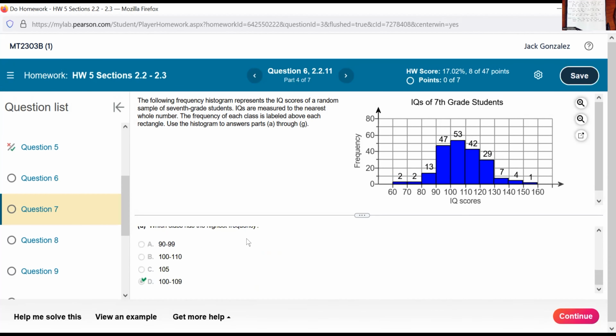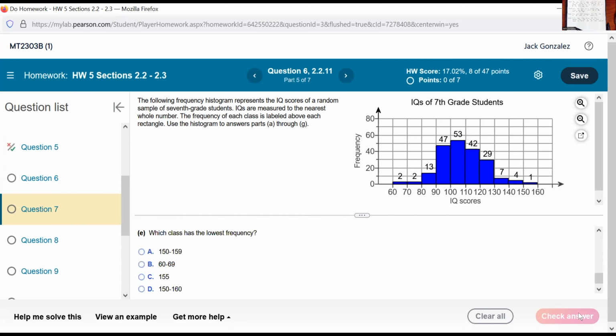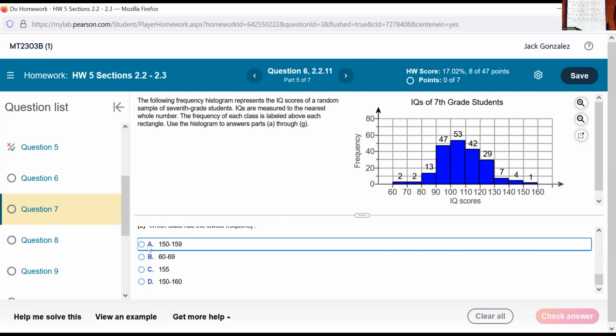How many parts do they have? So here is just the lowest. Looks like the super intelligent person. There's not that many of them, right? Be 150 to 160. Would we choose A or D? Okay. Yeah, I think it's A.